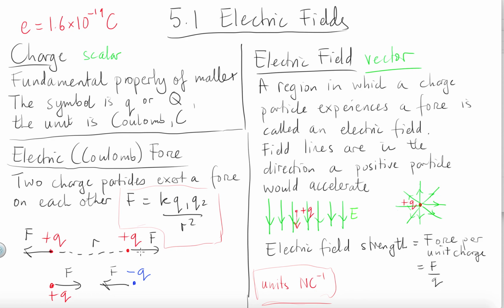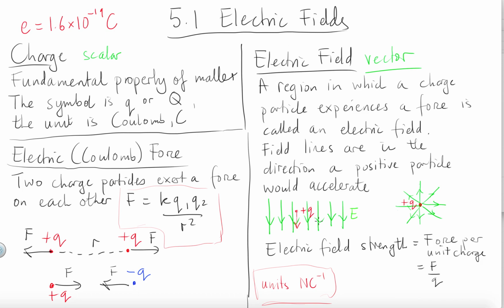Between two charged particles, there exists a force, which is given by Coulomb's law, kQ1Q2 over r squared, where Q1 and Q2 are the charges on the respective charges, and r is the distance between the centers of the charges. If I have like charges, they will repel. If I have opposite charges, they will attract.